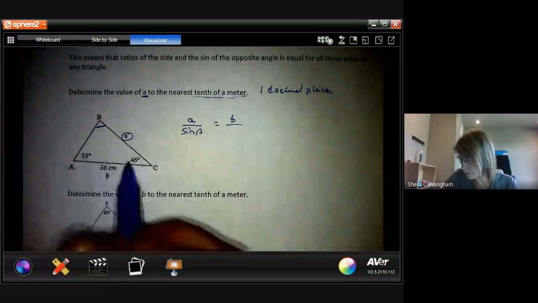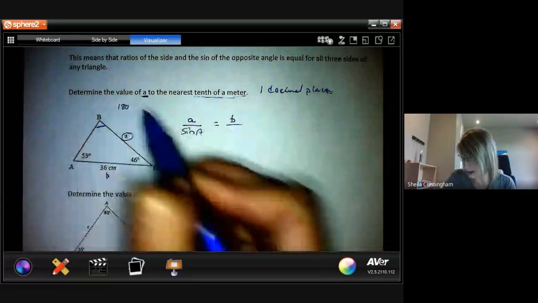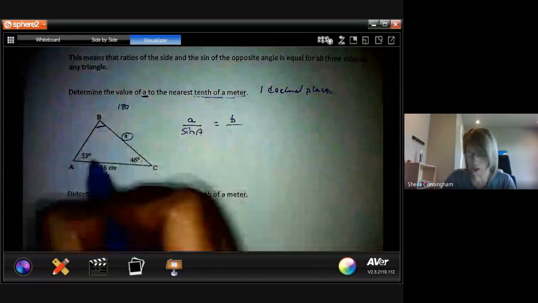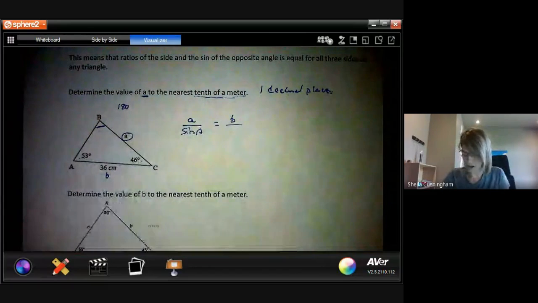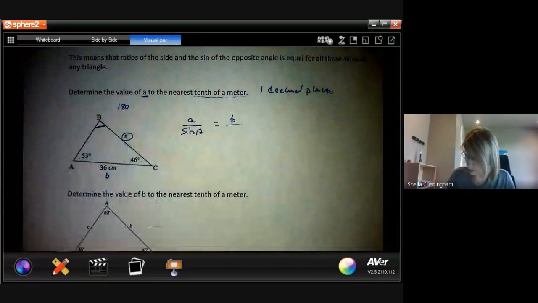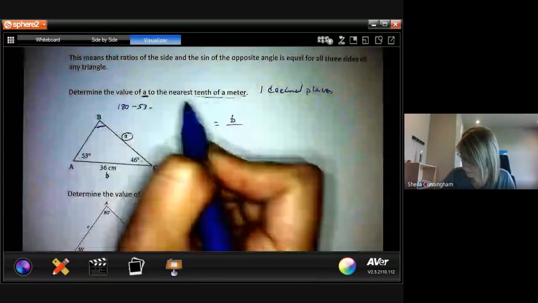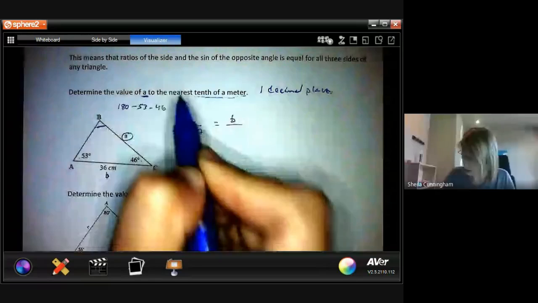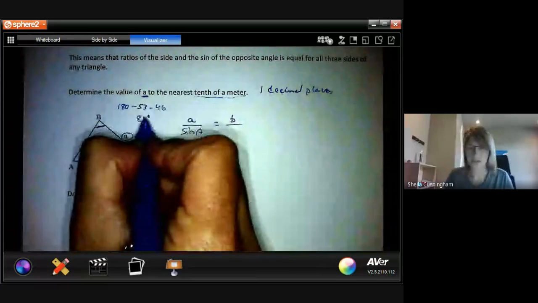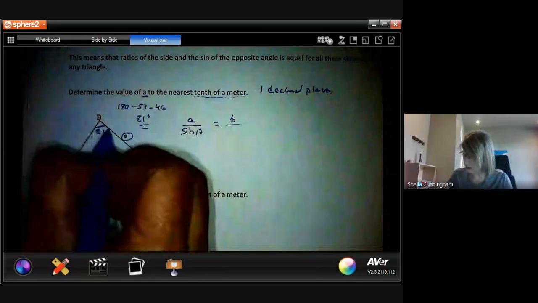But I hope you recognize that all the angles in a triangle add up to 180. Right now, as it stands, you've got two angle measures in this triangle. So it's pretty straightforward to find that missing one, because you can simply take the 180 and subtract the other two off of it. If I take 180, subtract the 53, and subtract the 46, you are going to get an angle measure of 81 degrees. So really, B up here is 81 degrees.